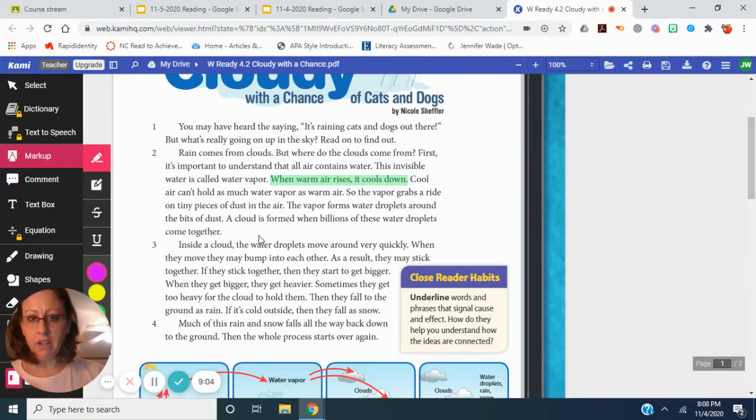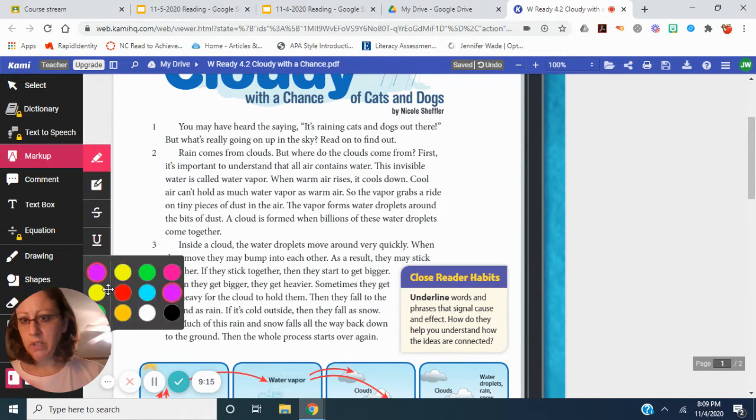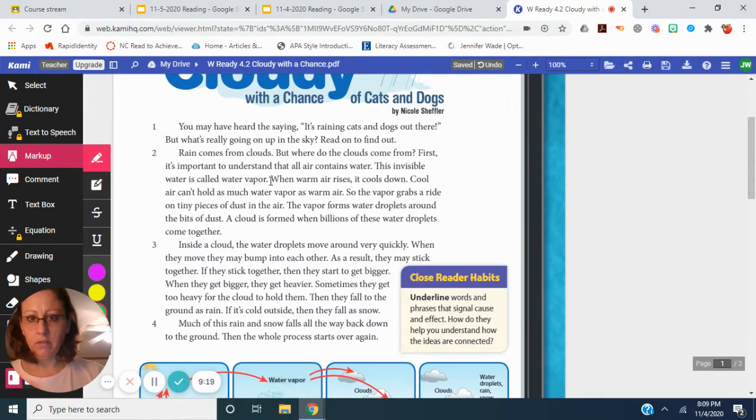So I'm going to leave the cause green, and I'm going to make... let me try this again. I'm going to make the cause green, when warm air rises, and then I'm going to make the effect purple. It cools down.